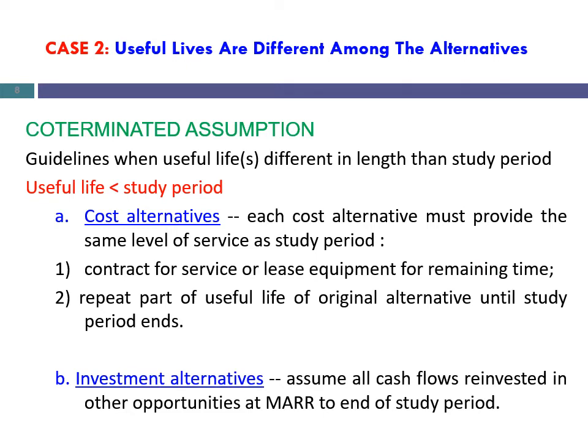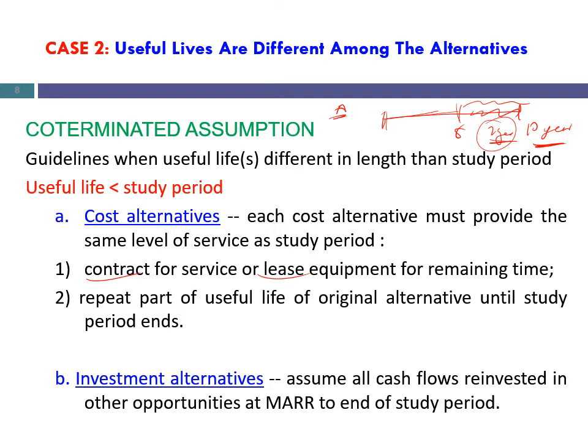Okay, so for example, assume we require a service for 10 years, but there's one alternative A for which the useful life is 8 years. So the remaining time is 2 years. We cannot say that, oh, no, I can only provide this service for 8 years. The requirement is for 10 years. So for these 2 years, we can do some contract or we can lease equipment, etc., so that we fill in this gap and we satisfy the condition for 10 years.